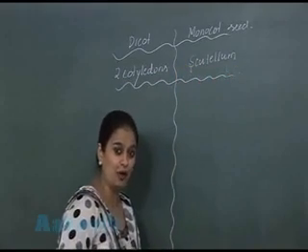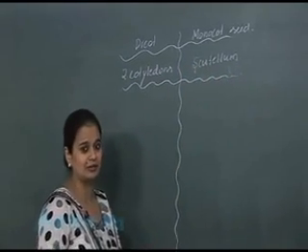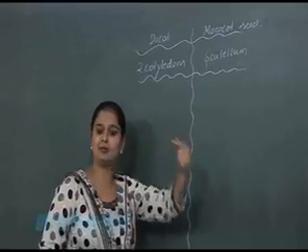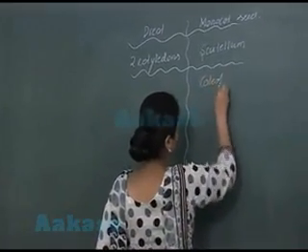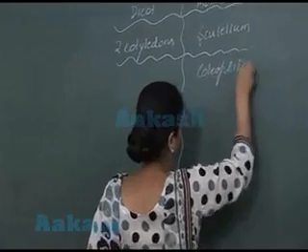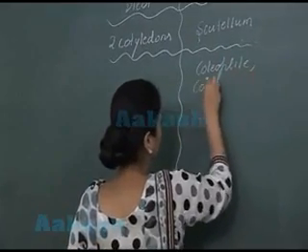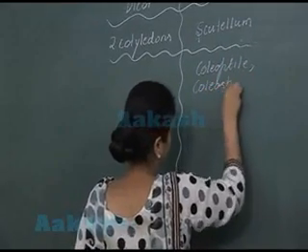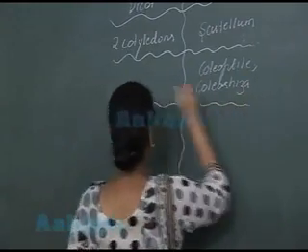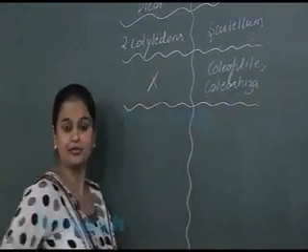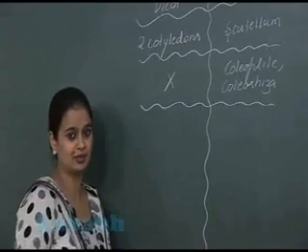In the monocot, the plumule and radicle are covered with the help of a sheath. These sheaths are known as coleoptile and coleorhiza. The sheath in the case of the dicot embryo is absent.